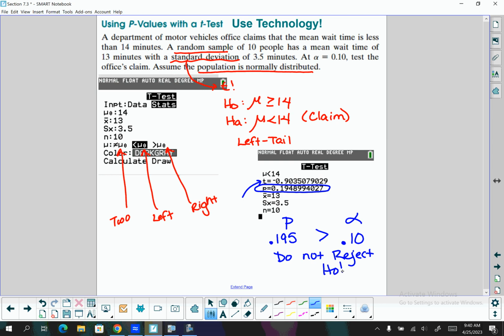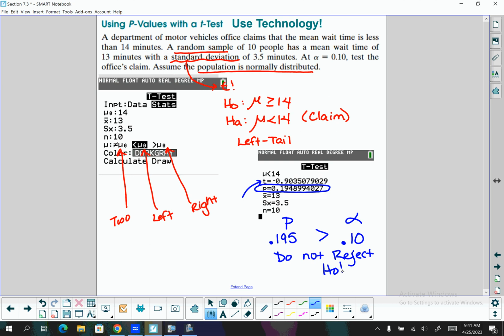And then you can summarize that. So in this case, we would say there is not enough evidence to support the motor vehicle's claim that the mean is less than 14 minutes for their wait time. Okay. Same summary as we practiced in the past.